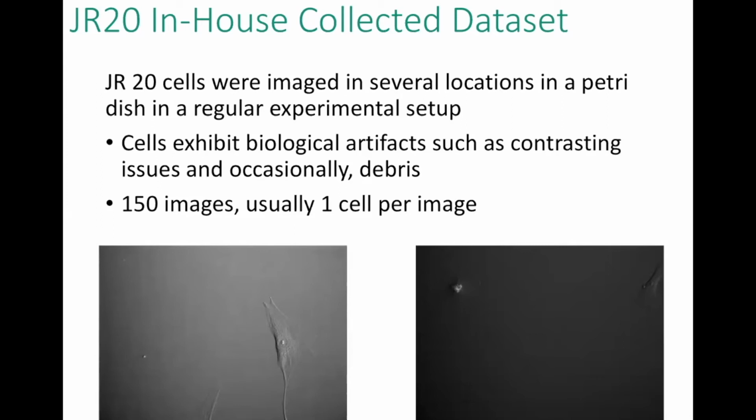And we have 150 labeled images here. They're usually 1 cell per image. Sometimes there are a few more. So this is like our real data set.